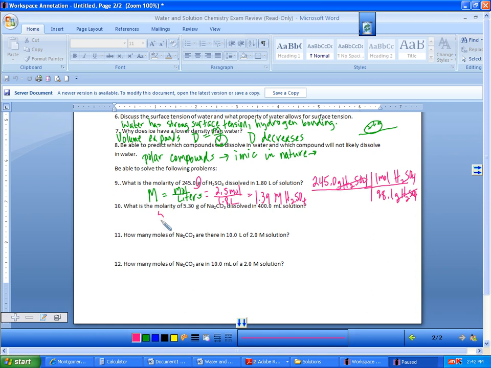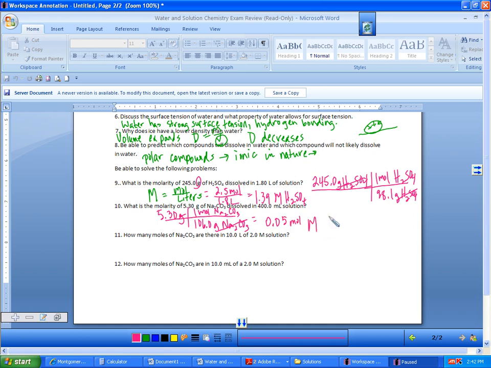Molarity of 5.3 grams, same thing. Can't use those grams, got to convert them into moles. And 1 mole of Na2CO3 has a gram formula mass of 106 grams. How did I know? I went to the periodic table. So those will cancel. And when I did that, I got 0.05 moles.